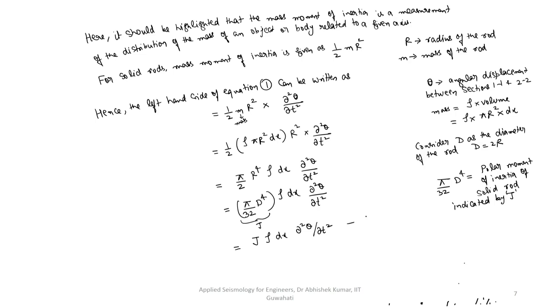Let this be equation number 2. So, equation number 1 is the basic governing equation, which is controlling the equilibrium equation of the rod through which the shear wave is passing. As a result, the rod is subjected to torque. Equation 2 is giving you the product of left hand side of equation 1, that is mass moment of inertia times the angular acceleration, that is J times rho dx dou square theta over dou t square.